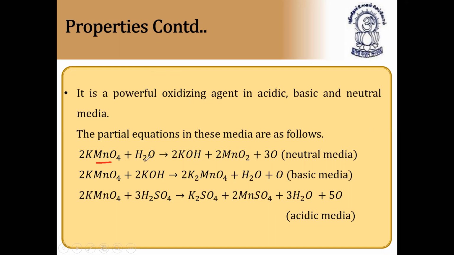Potassium permanganate in neutral media, that is with water, forms potassium hydroxide, manganese dioxide, and three nascent oxygens. Since it is giving base in neutral media. Potassium permanganate on reaction with potassium hydroxide, that is basic media, forms potassium manganate, water, and nascent oxygen. And potassium permanganate with sulfuric acid, in acidic media, forms potassium sulfate, manganese sulfate, water, and oxygen. All these three reactions are very, very important. Please note it down in your class. So these are the complete reactions.